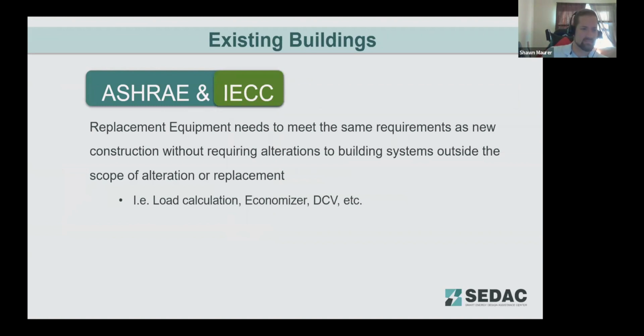And then for existing buildings, replacement equipment needs to meet the same requirements as new construction without requiring alterations to building systems outside the scope of that alteration or replacement. So if you're working on an air handler, the requirements apply to that air handler. If you're working on a service hot water system, it applies to that hot water storage tank system, not necessarily circulation piping and stuff if that's not being touched.